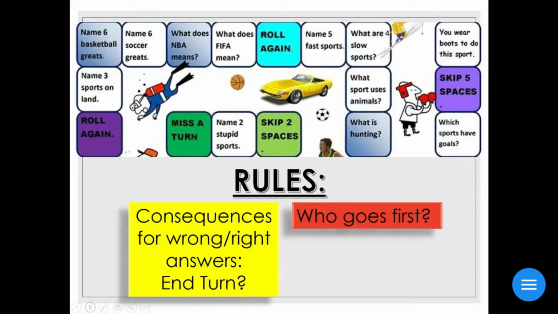But if you get it incorrect, or let's say you're unable to do the PE activity or answer the sports trivia question correctly, then you would go back 2 spaces and then your turn would end and someone else could then take a turn. Also, don't forget who's going to go first. Is it the person who made the board? Is it going to be the youngest player, or is it going to be high number for the spinner? Those are all things you'll need to consider.